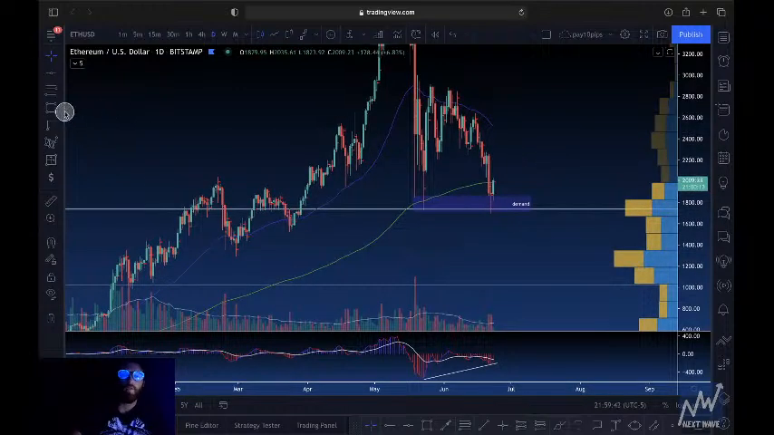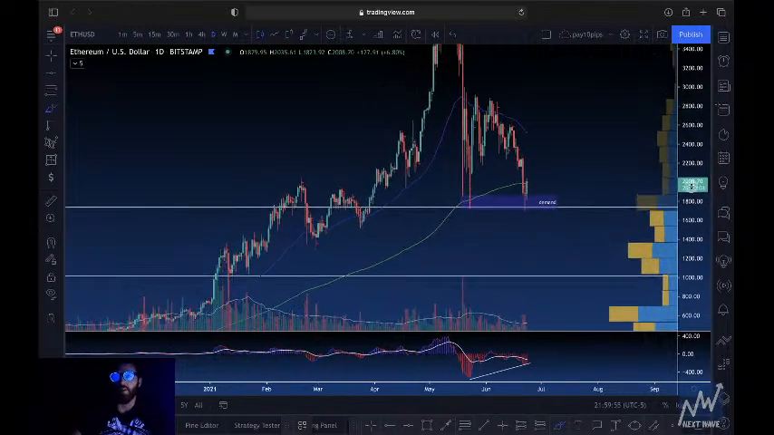Now, of course, honestly, it's easy to analyze this right now, because if it breaks these lows, at this point, after all these tries, if it breaks these lows now, we're falling. I'm talking falling.